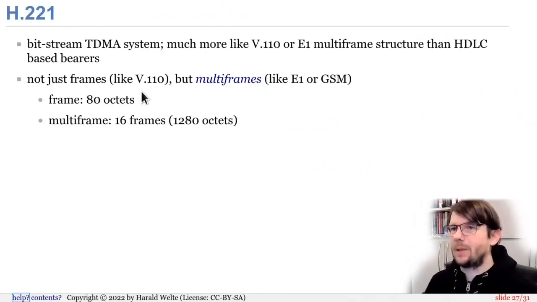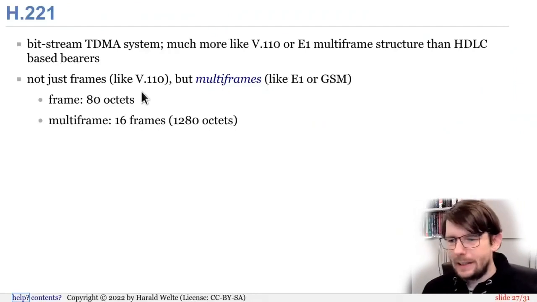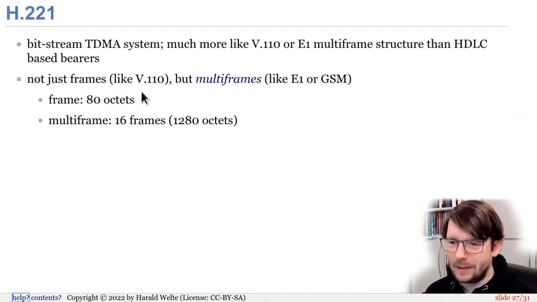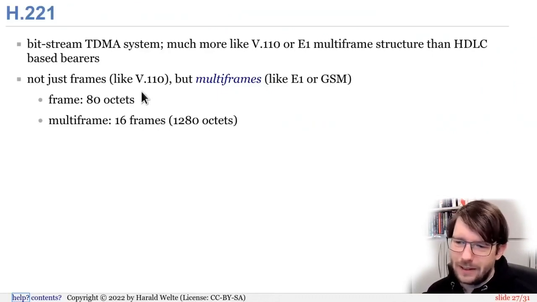However, it is much more complex than V.110. Since we don't just have frames, but we also have multi-frames, meaning we have a higher order time multiplex system, and the frames are much larger. So in V.110, we were talking about frames that have 80 bits. Here, a frame has 80 octets, so 8 times the size for the frame. And the multi-frame then is 16 frames, so a total of 1,280 octets.